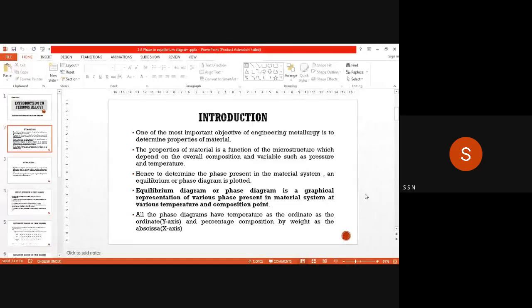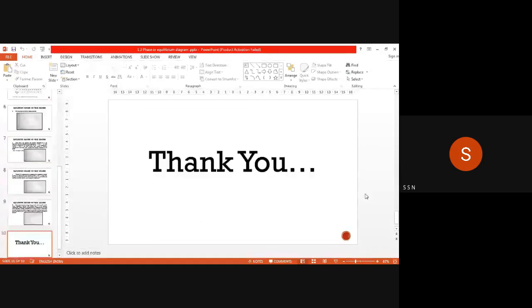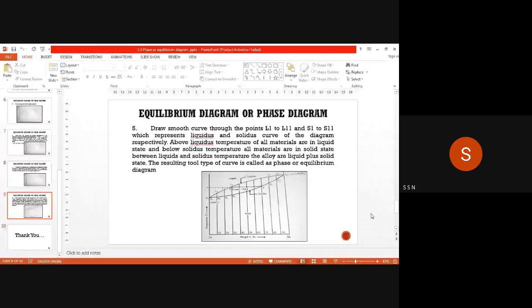So all the phase diagrams have the temperature as a coordinate. That means on the y-axis we are taking the temperature and percentage composition by weight as the abscissa, that means on the x-axis. Suppose this is one kind of phase diagram, a very small phase diagram having two different metals, or one alloy. This is a phase diagram, a curve from L1 to L11 and again from L11 to L1. So this curve is a phase diagram.